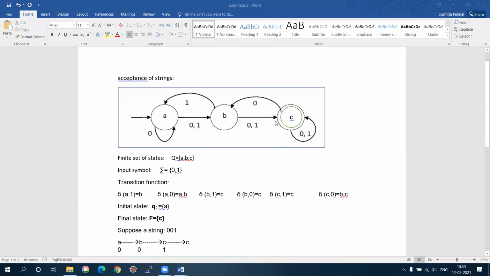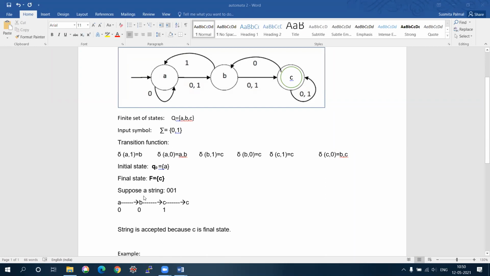Why is the name finite? Because the number of states is finite. And automaton, because it works automatically, without human intervention. You just have to provide the input and the transition will occur.